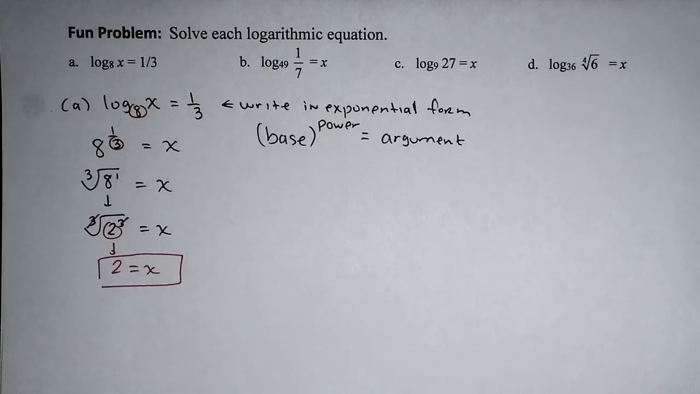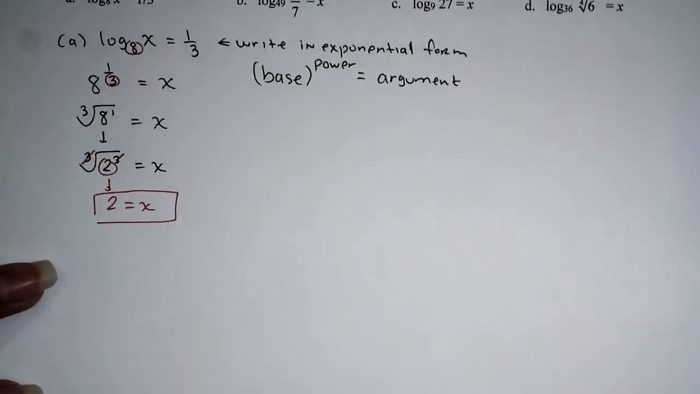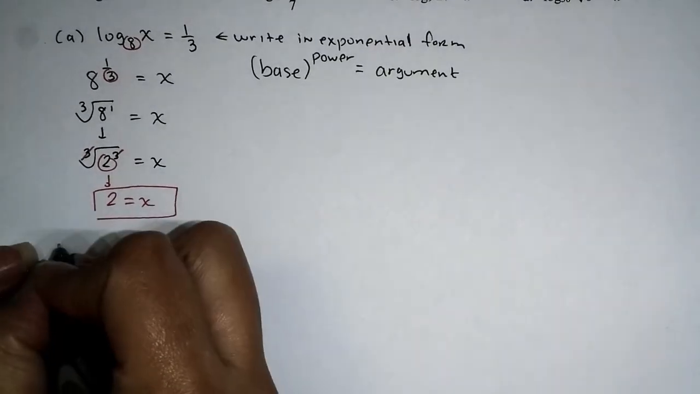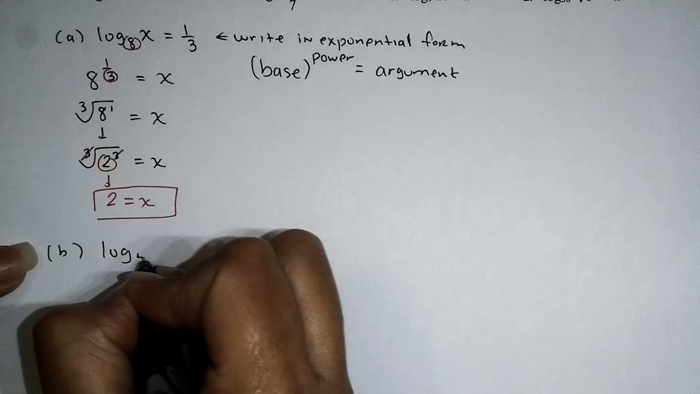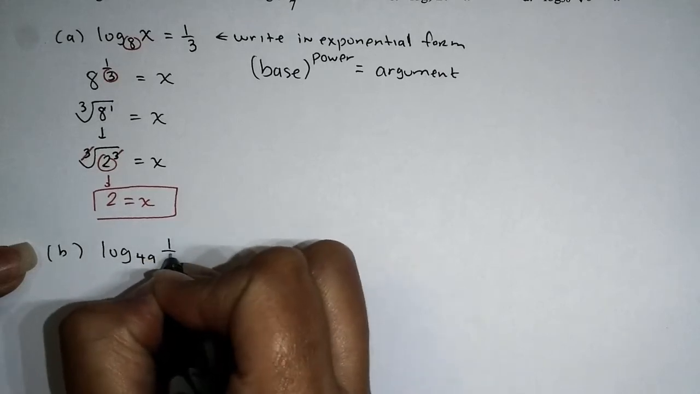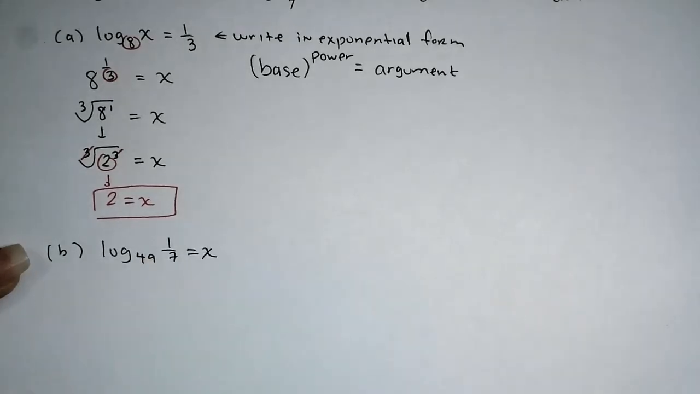Alright, so it's time for another fun problem. Let me go ahead and put this up. So we have problem B, and that reads logarithm base 49 of 1/7 equals x. And remember, we are asked to solve this equation.